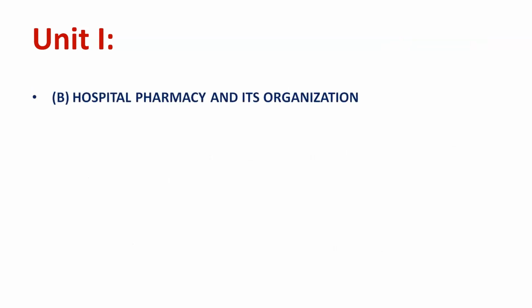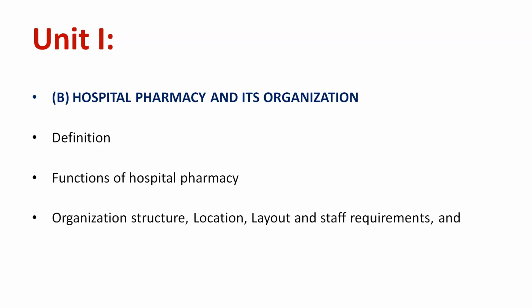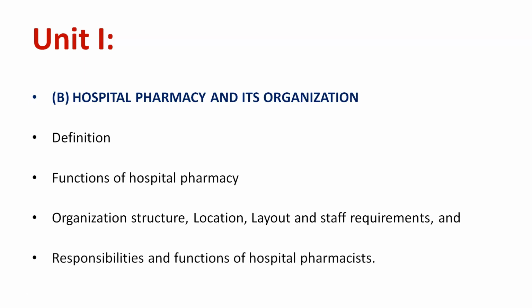In unit 1 under B, here we'll be studying about hospital pharmacy and its organization, definition, functions of hospital pharmacy, organization, structure, location, layout and staff requirements, which are very important, responsibilities and the role and functions of hospital pharmacist.